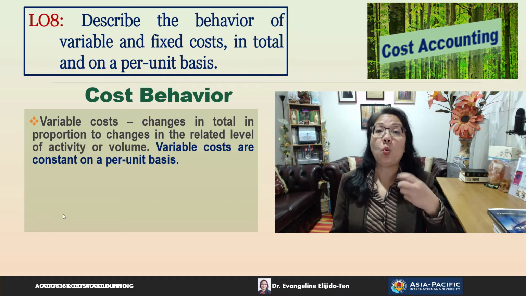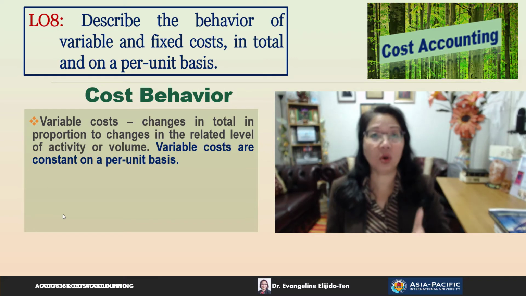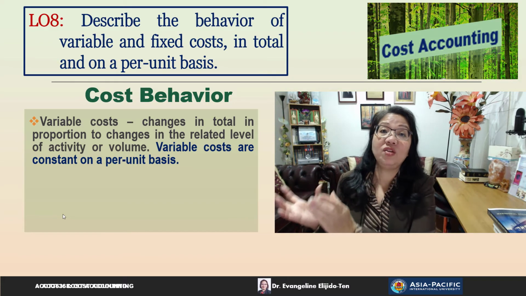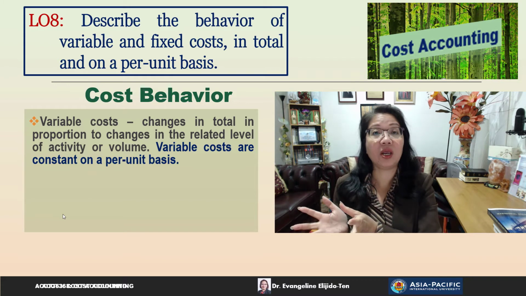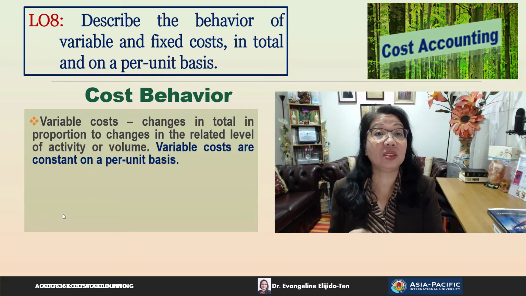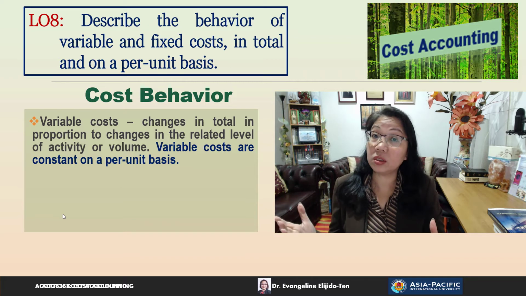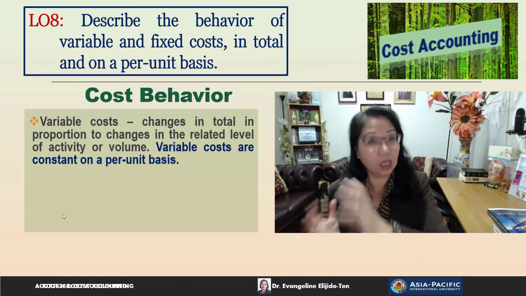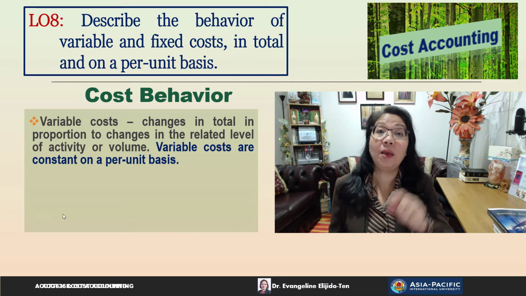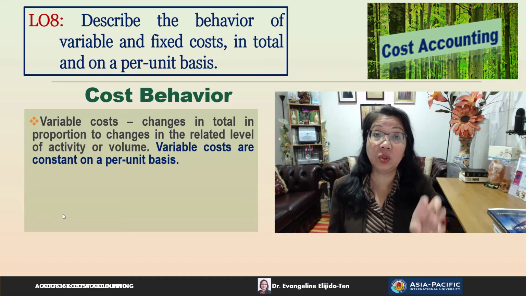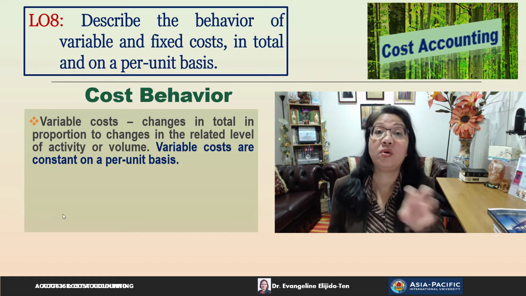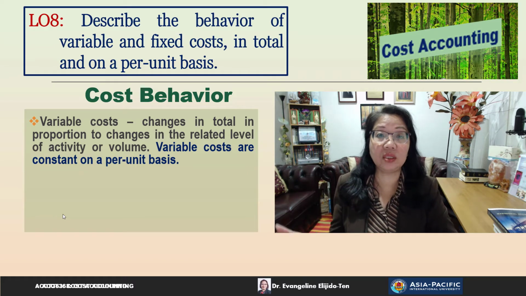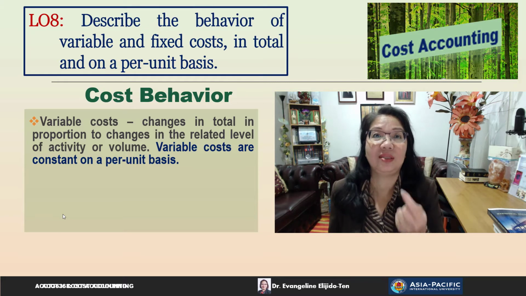Now, notice, however, that variable costs are constant on a per unit basis. If I produce 1 unit of product, the cost per unit of direct materials is $10. But when I produce 100 units of the same product, the cost per unit of direct materials is still $10. The total cost will be $1,000. It increases proportionate in total according to the volume of production, but on a per unit basis, variable cost will remain constant. Whether I produce 1 or 10 units or 100 units, the variable cost per unit is $10.